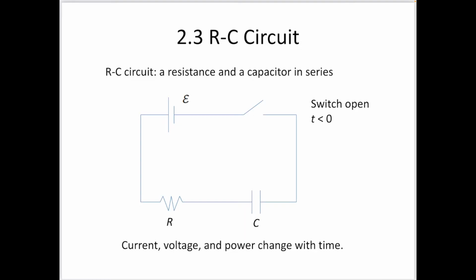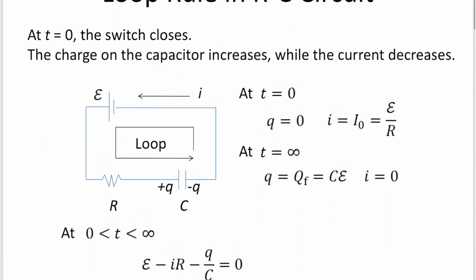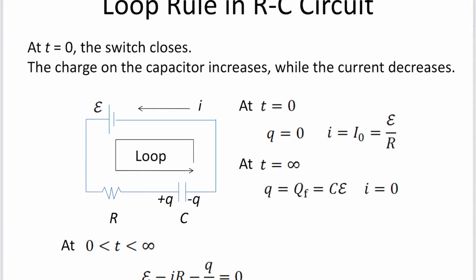At the time t is negative, a switch is open. At t equals 0, the switch is going to be closed. So current, voltage, and power change with time in this RC circuit. Then we apply Kirchhoff's loop rules in the RC circuit.